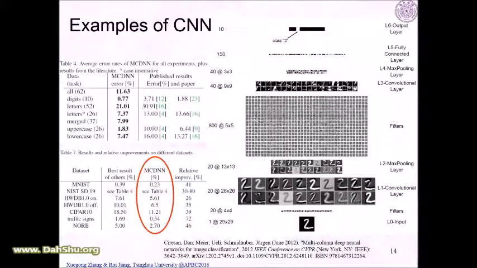Now some examples of successful applications of CNN. The first successful application is on digit recognition. We can see that these are some benchmark data sets. This is the best result of other methods, and this is the percentage accuracy. And this is what the multiple convolution deep neural network got. So they got significant improvement over other methods.